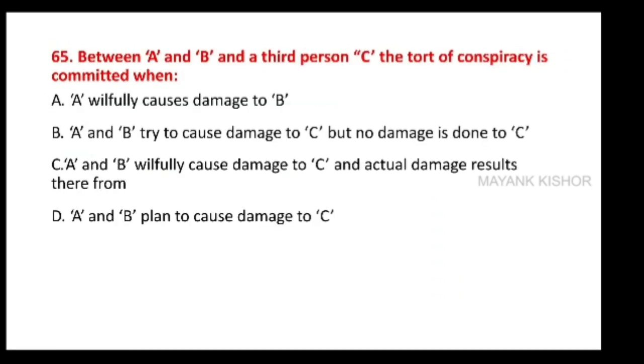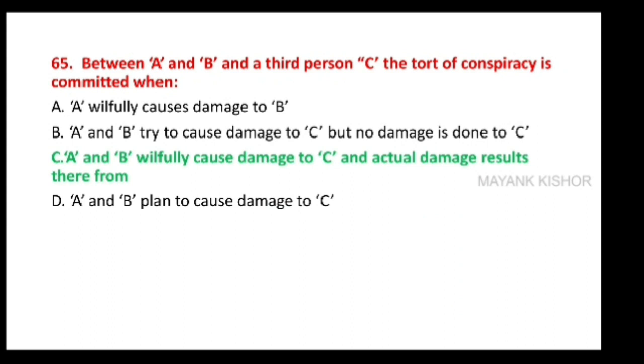Next question, question number 65. Between A and B and a third person, C, the tort of conspiracy is committed when option A, A willfully causes damage to B. Option B, A and B try to cause damages to C but no damage is done to C. Option C, A and B willfully cause damages to C and actual damages result therefrom. And option D, A and B plan to cause damage to C. And the correct answer is option C, A and B willfully cause damage to C and actual damage results therefrom.